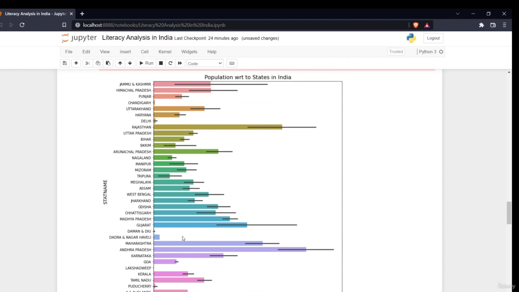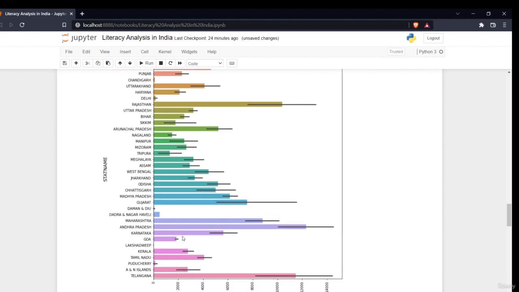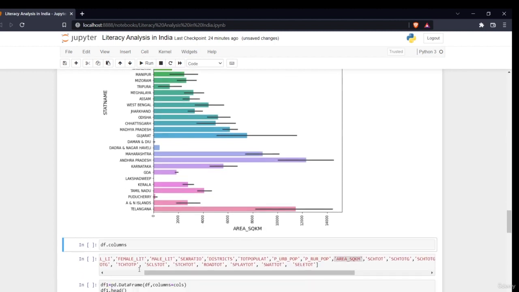Now moving on, we have Andhra Pradesh or Rajasthan as the highest area. Andhra Pradesh was already biggest because earlier Telangana was included also. So that's why it was very big. Then it got separated. So Andhra Pradesh and Telangana we have on the basis of area.